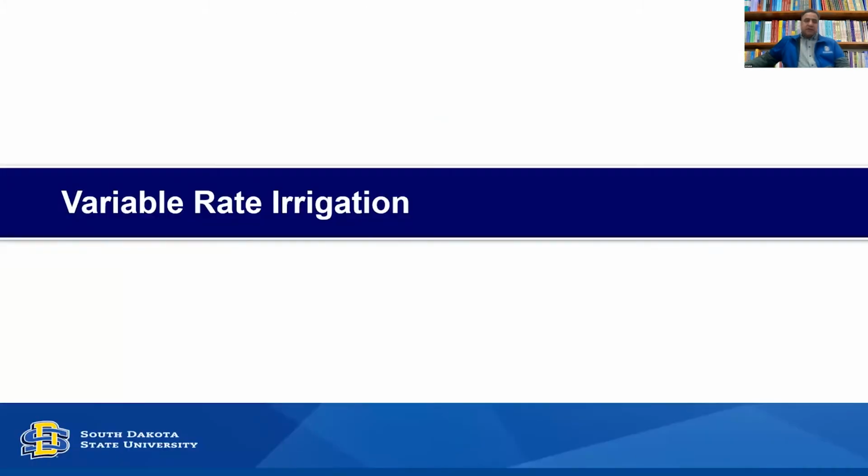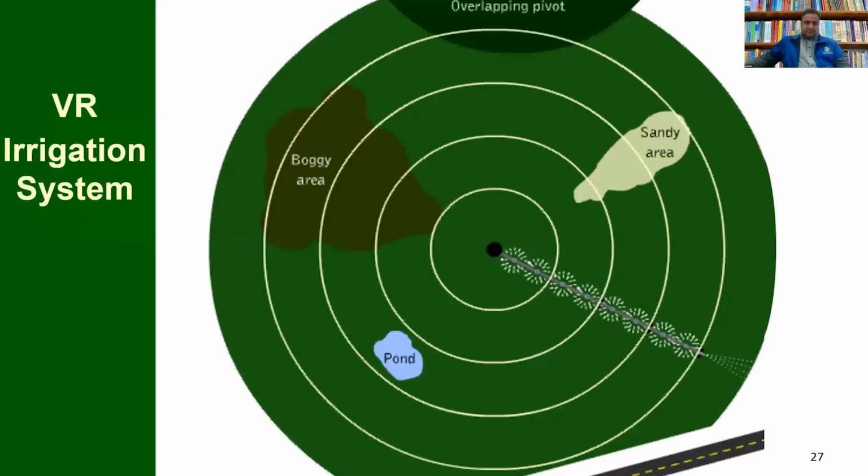So, variable rate irrigation. Much like auto section control on previous slides, on a conventional irrigation system we may have some problems such as center pivot overlaps causing too much water to be applied on overlapping areas, and problems with off-target spray leading to water waste on the roads.